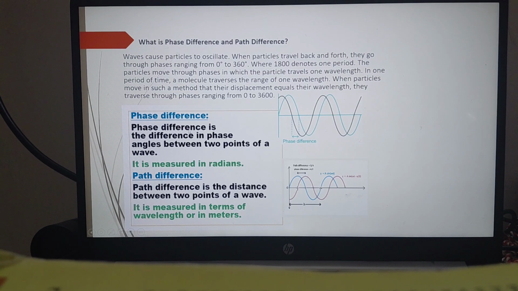Then what is phase difference? Phase difference is the difference in phase angle between 2 points of a wave, and it is measured in radians. And what is path difference? Path difference is the distance between 2 points of a wave. It is measured in terms of wavelength or meters. So this is the main difference between phase difference and path difference.